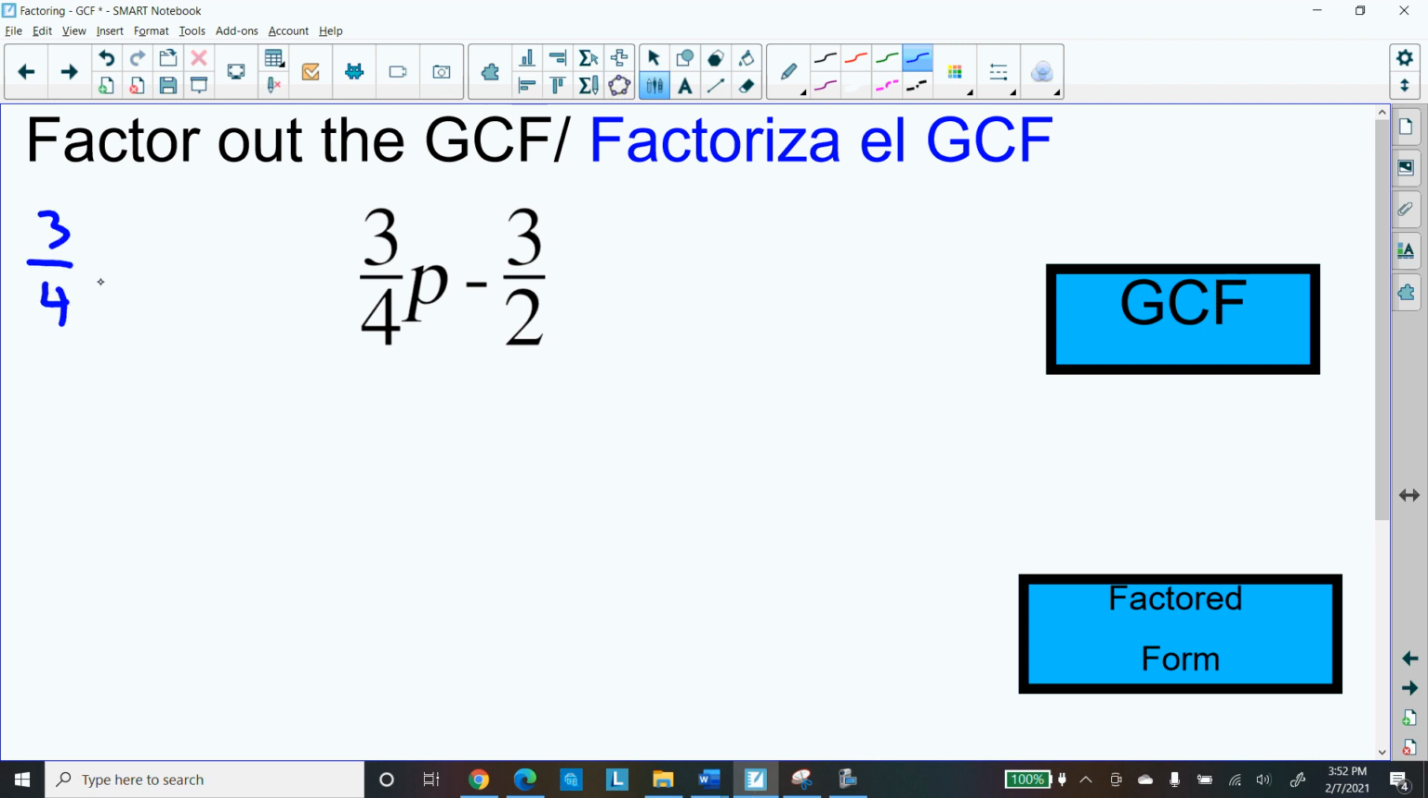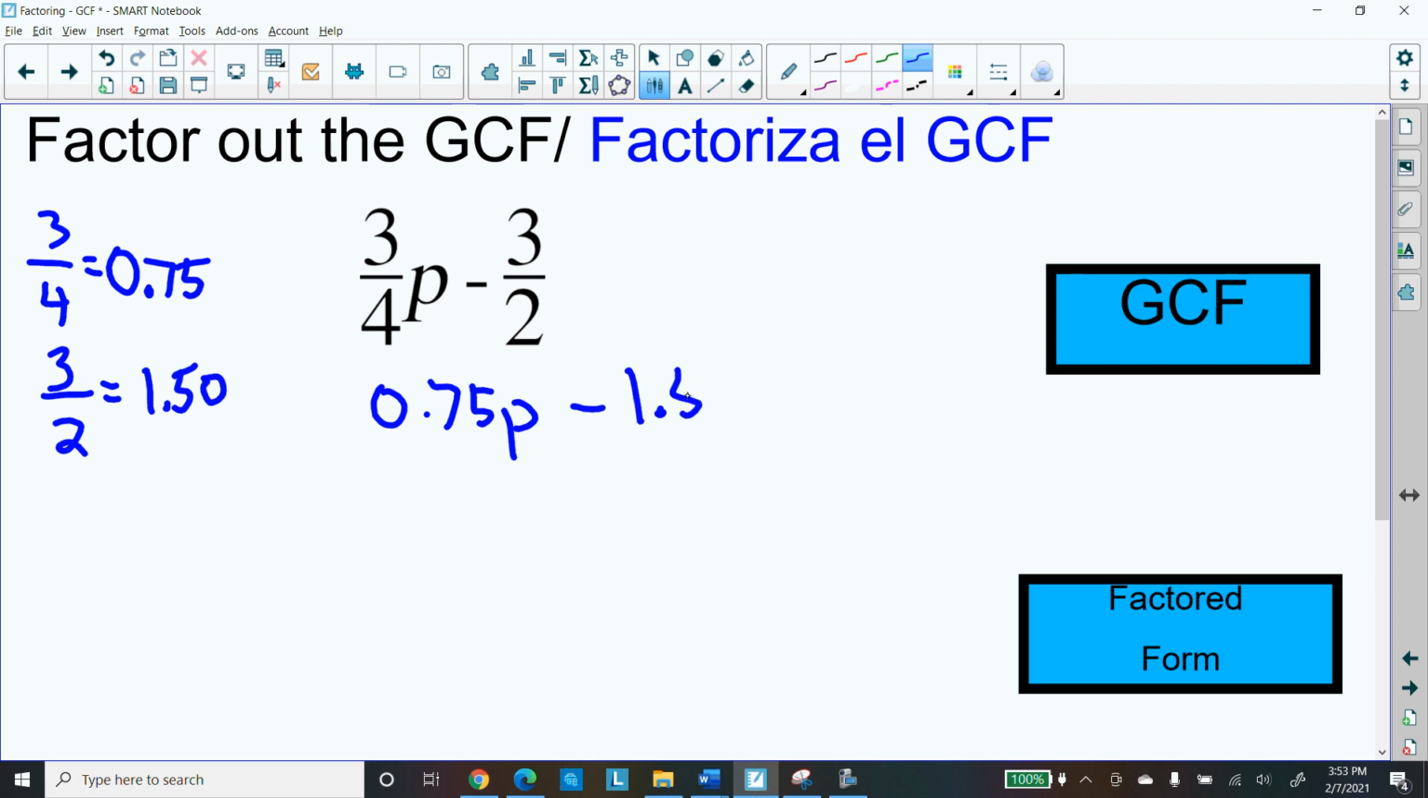3/4. Divide the top number by the bottom number. That should be pretty straightforward: 0.75. And 3 halves, 3 divided by 2, is 1.50. So we really have 0.75p minus 1.50. So let's factor this down.